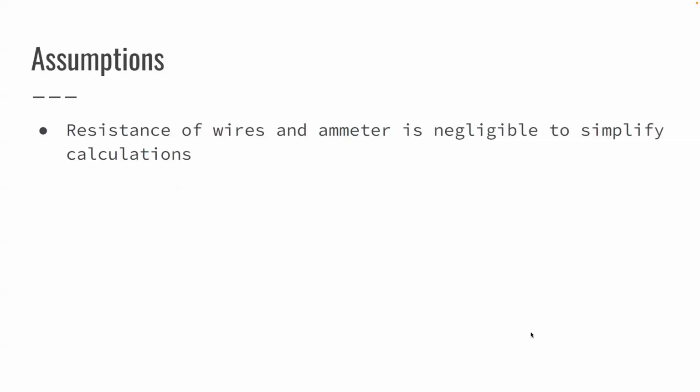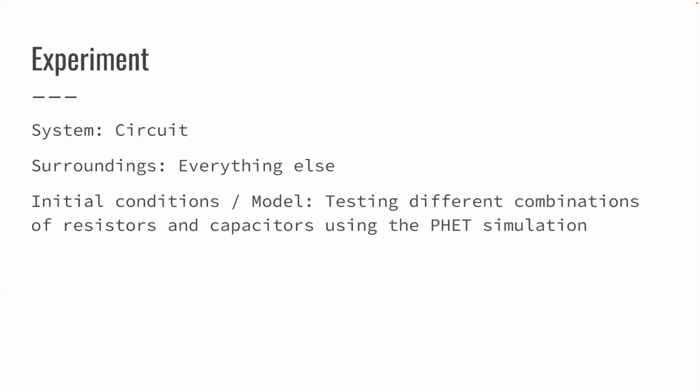Assumptions that we made were that the resistance of wires and the ammeter is negligible, to simplify calculations. This would not be true in a real world situation, but it's an assumption we made to simplify what we're actually calculating in this experiment.